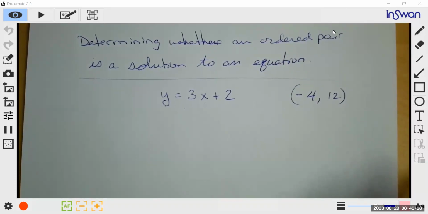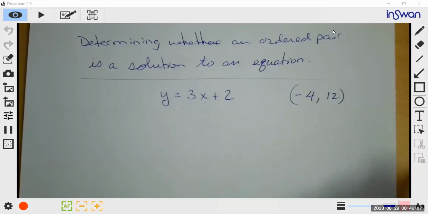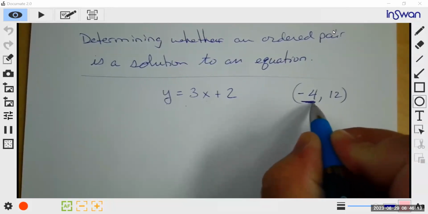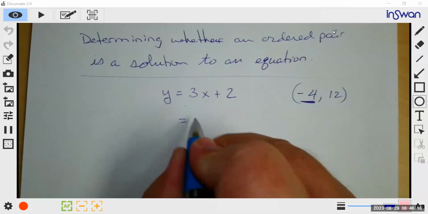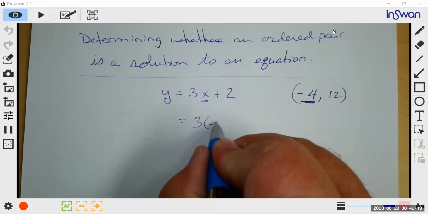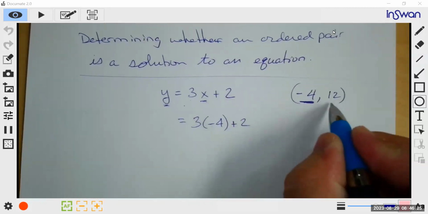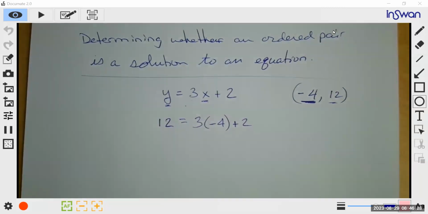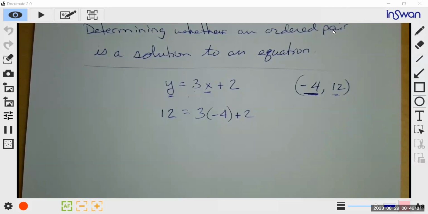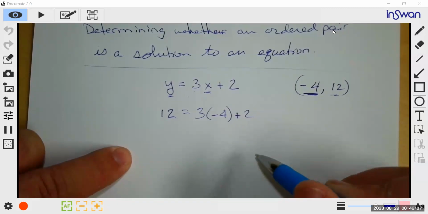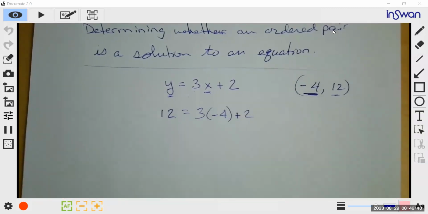How'd you do that? Did you plug it in already? So you guessed. Yes, you did. Now, try not to guess. So what does this number represent? Yes, so in place of x, I put a -4. And in place of y, I put 12. Now, if both sides are equal to each other, then that's a solution. If both sides do not equal each other, that's not a solution. It's either one or the other.